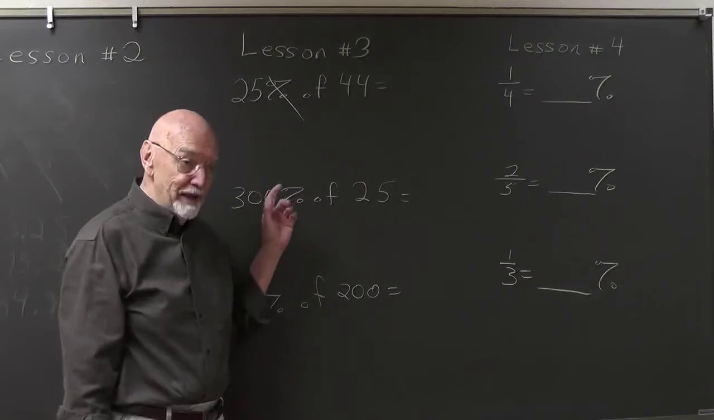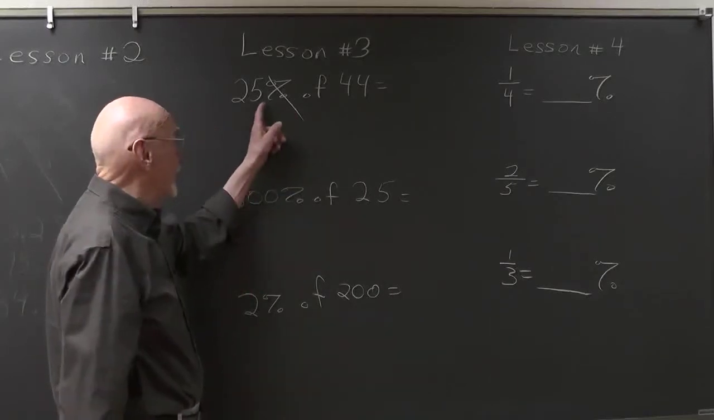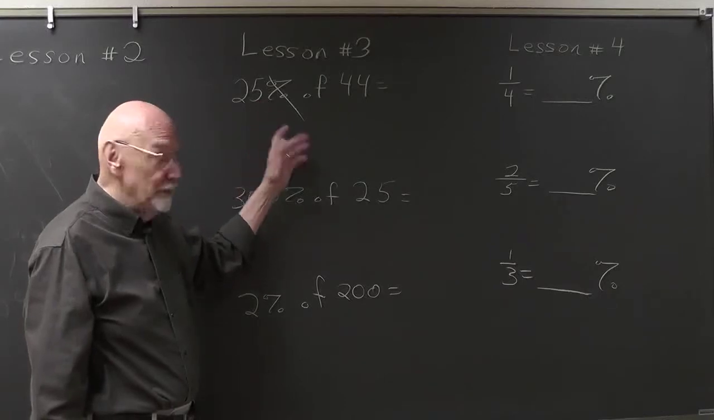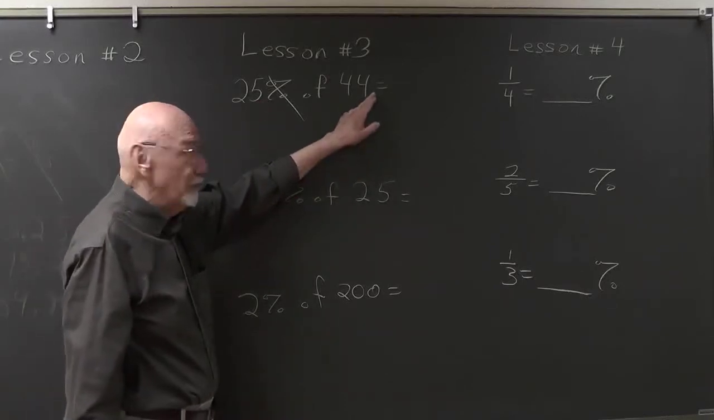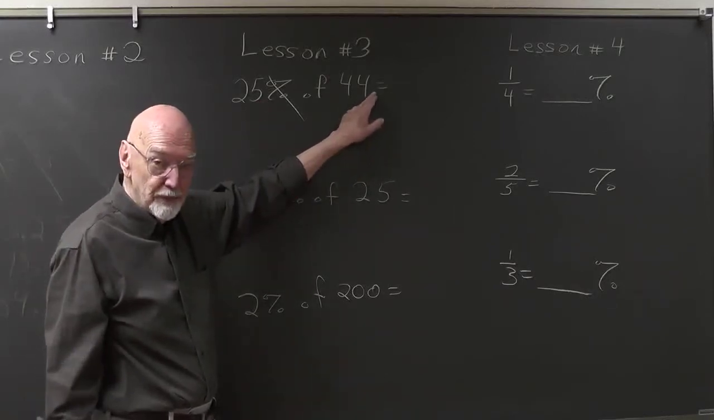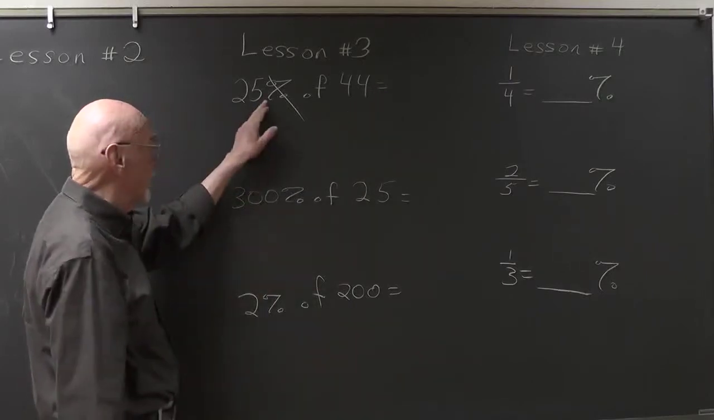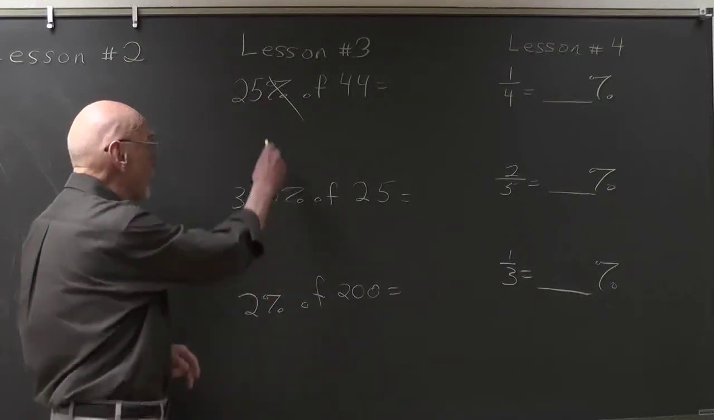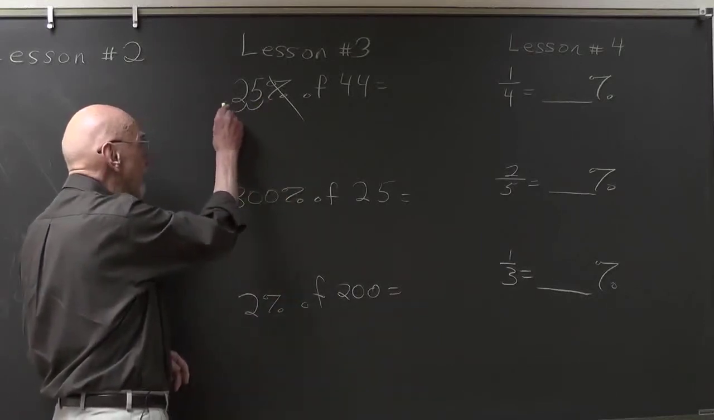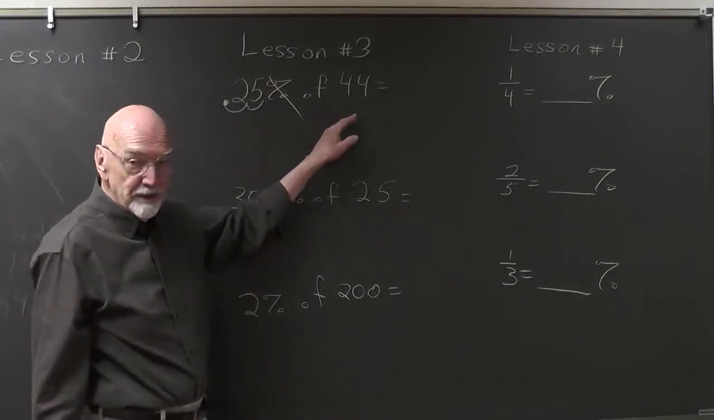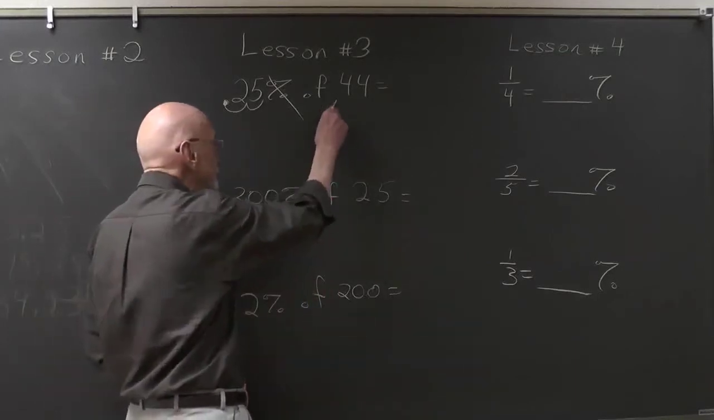You might say there is no decimal point, but it doesn't show. So we could say there's a decimal point at the end of any number. We just don't write it all the time. So the decimal point starts out right here, and we're going to move it 2 places to the left. And now we have 25 hundredths times 44.